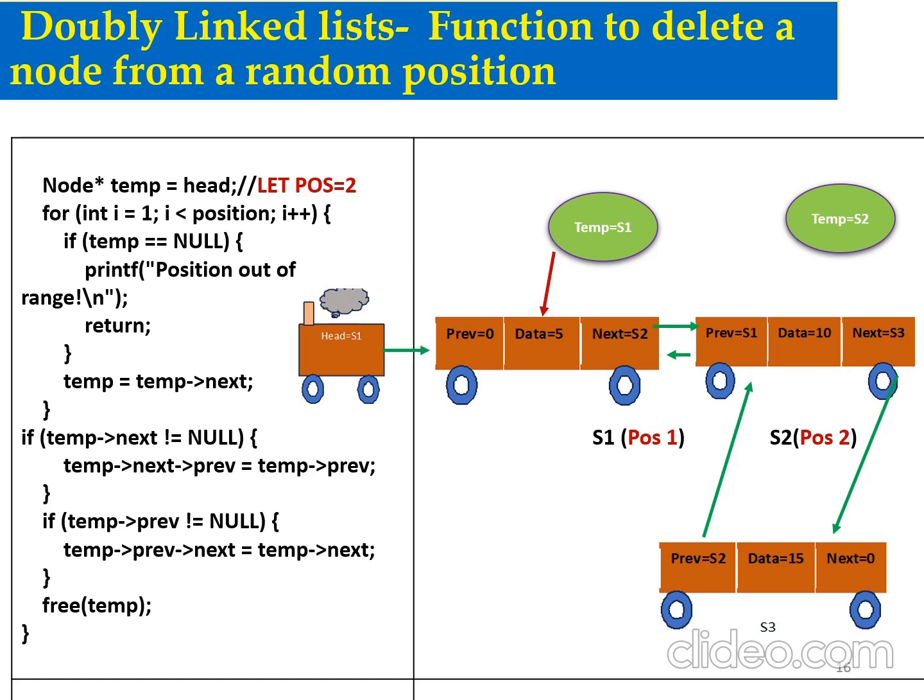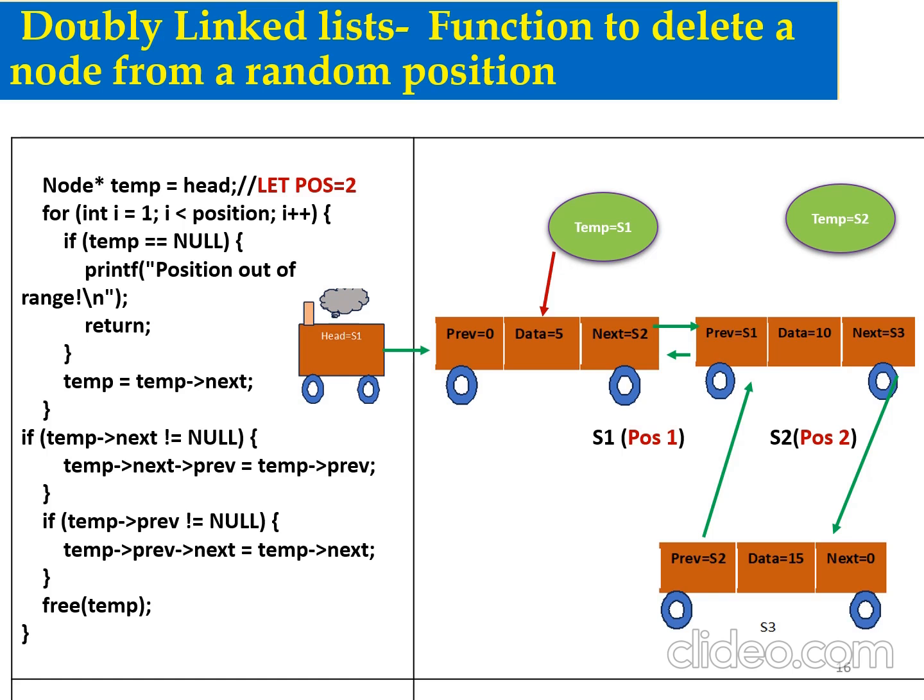Now I plus plus, now it is 2. Is 2 less than position 2? So it is false. So we cannot run the for loop. Within the for loop we have this if statement, we also have this temp equal to temp of next, so these two statements will not be executed. We'll come out of the for loop. So the for loop is ending here.